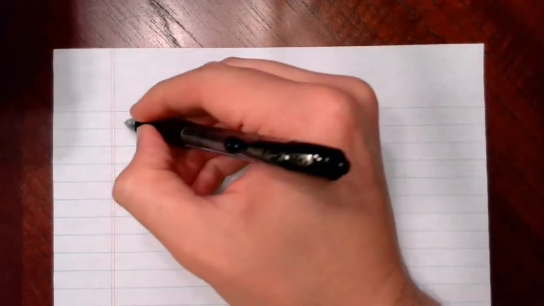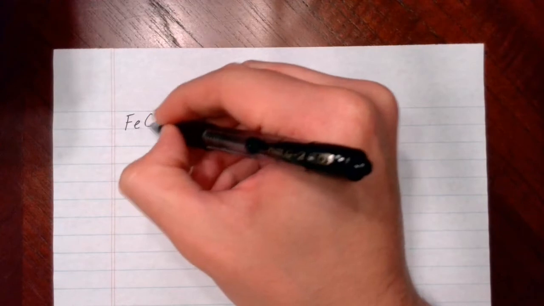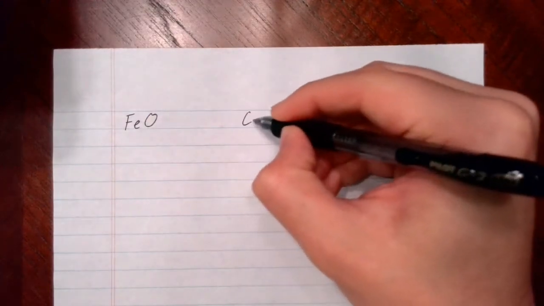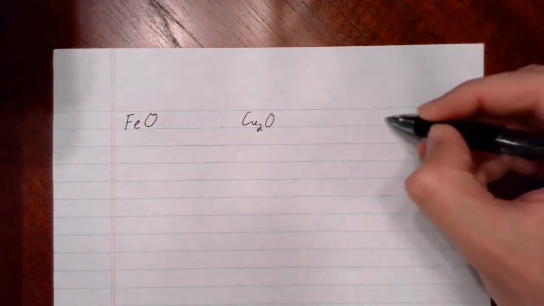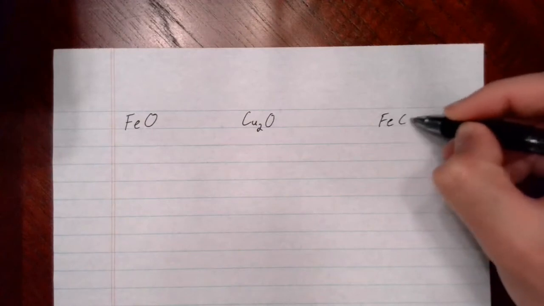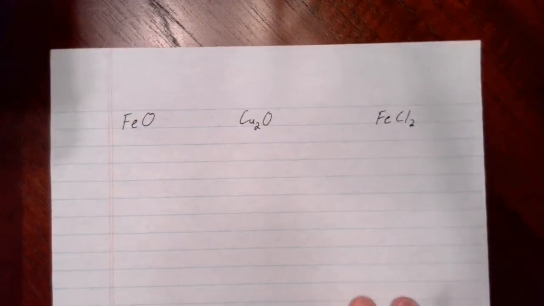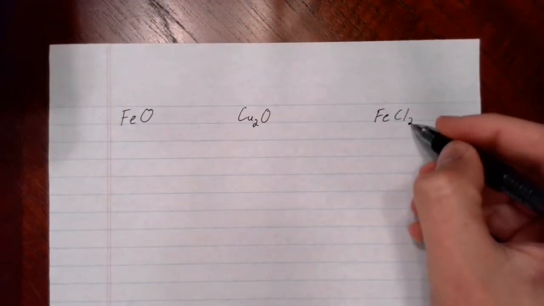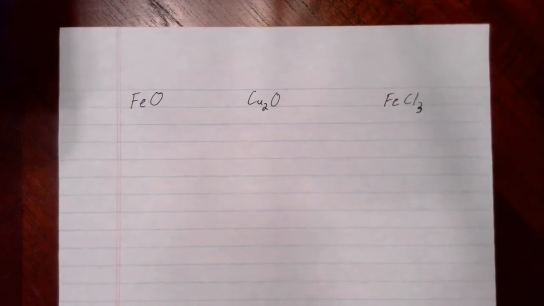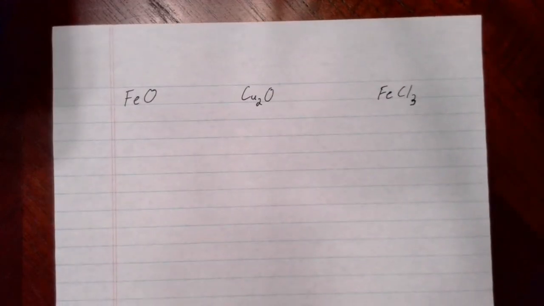Let's look at a few. Let's look at FeO, Cu2O, FeCl2. Okay, so rather than listing out rules, there's FeCl3 in your notes, I apologize. Rather than listing out rules, I think it's easier to learn these by doing. These are still binary ionic compounds, so nothing changes there.